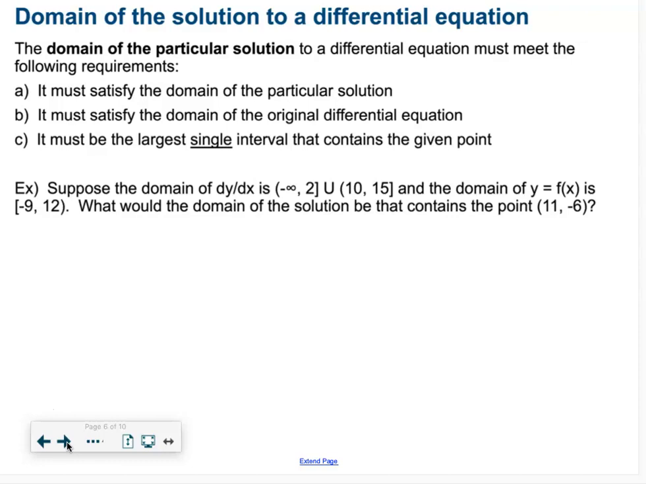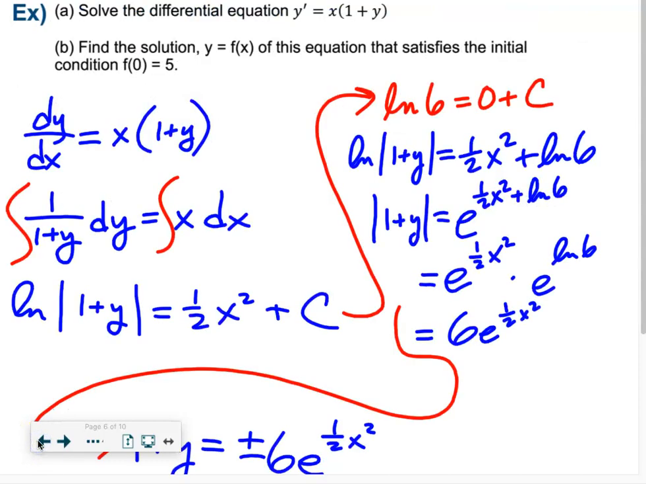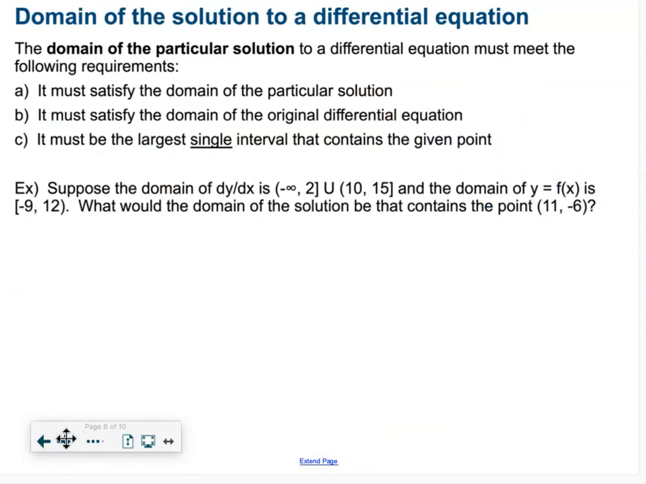All right. So the domain of the solution to a differential equation. When you solve a differential equation, you have to restrict the domain. Now, the College Board, if they just said, hey, solve this, our answer would be fine. You don't have to write a restricted domain. It's only if they specifically ask you to state the domain that you have to state the domain. So here's how you find the domain of the solution to a differential equation.